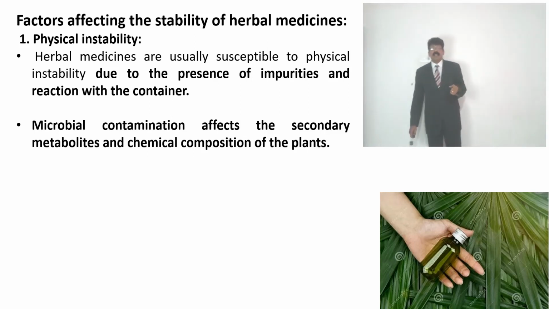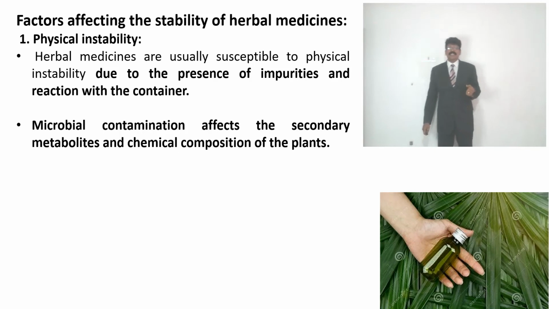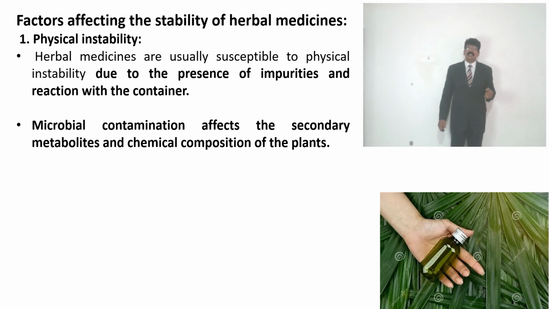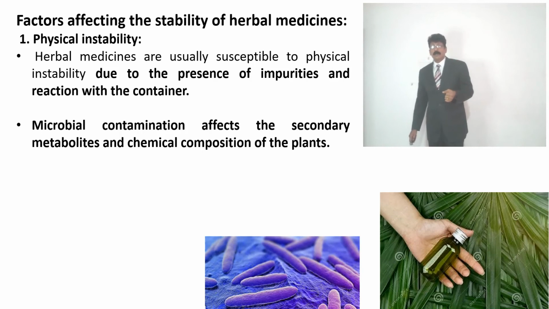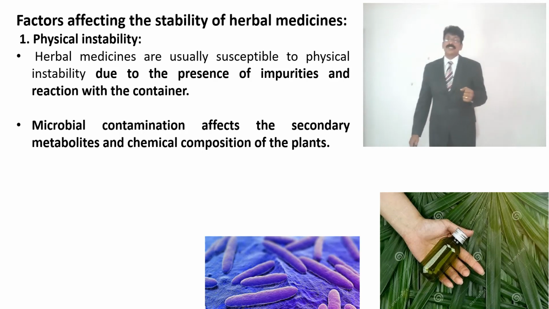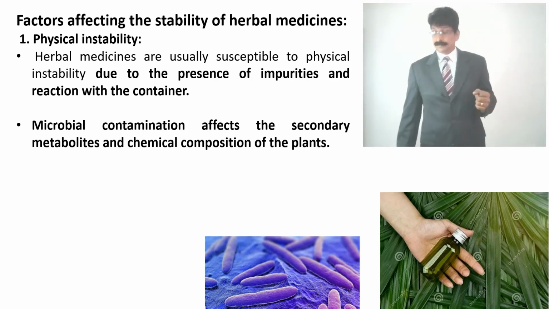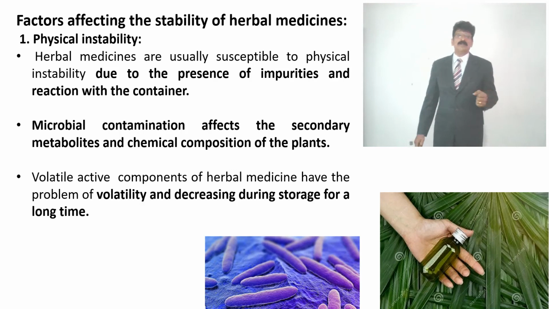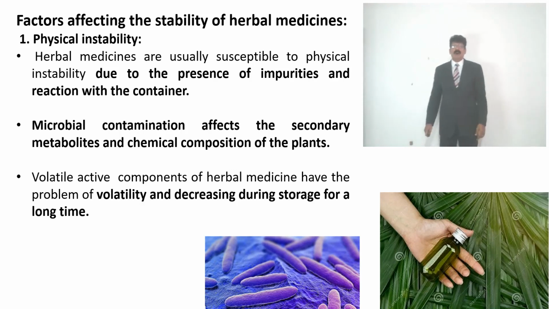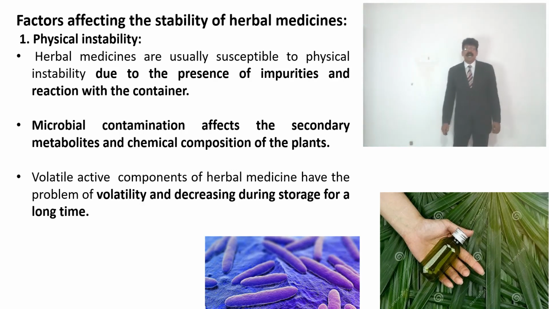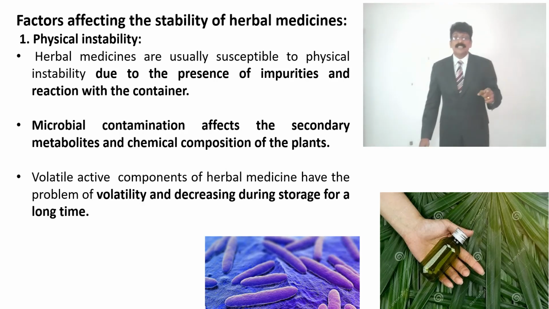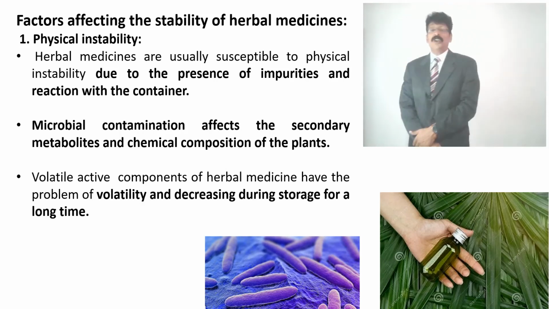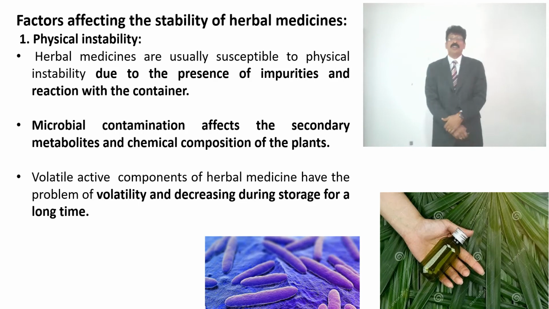Microbial contamination affects the secondary metabolites and chemical composition of the plants. Microbial contamination can also affect stability. And the next one is volatility. Active components of herbal medicine have the problem of volatility and decrease during storage for a long time.